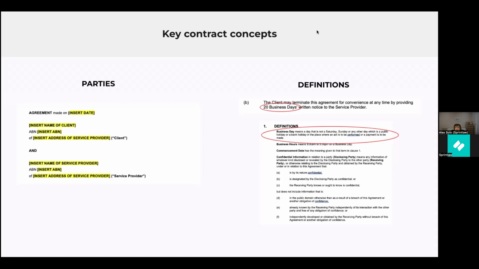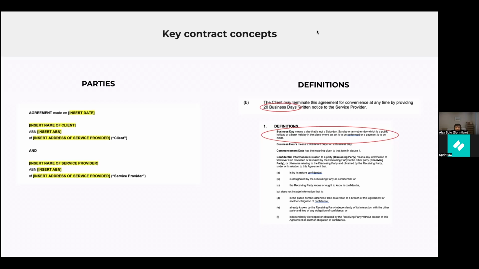There's often also a definition section, and it's convention inside written agreements, rather than writing out a concept in great detail every single time, to create a little shorthand version of it. So you can see I've got, as an example, a clause from an agreement. The client may terminate this agreement for convenience at any time by providing 20 capital B Business capital D Days written notice to the service provider.